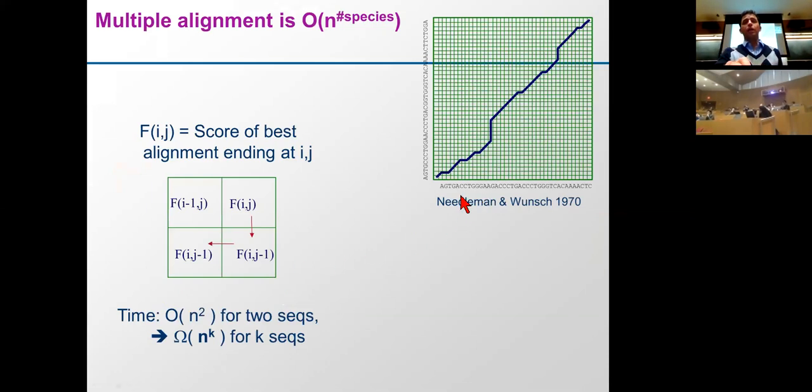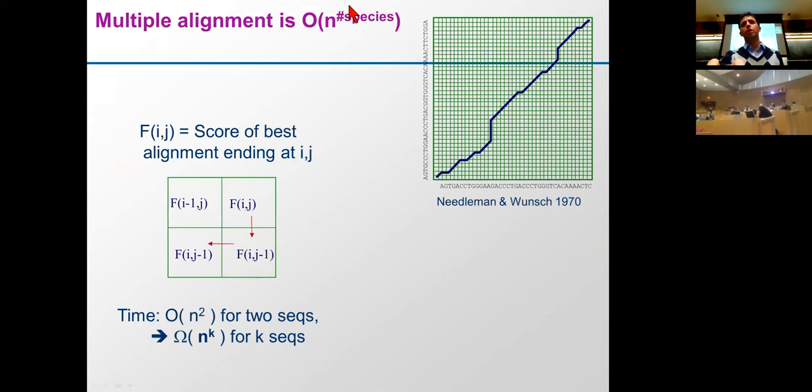We saw that if you align a pair of species, then you need an order n squared algorithm to traverse this graph from, say, the bottom left to the top right. And we saw how you could do that by having this approach where you only looked at the neighborhood. And this took order n squared for two species.